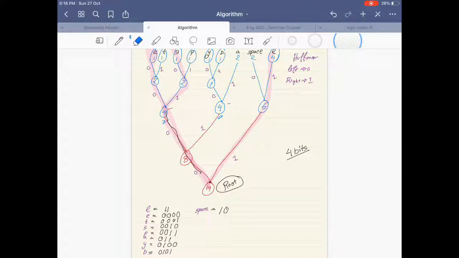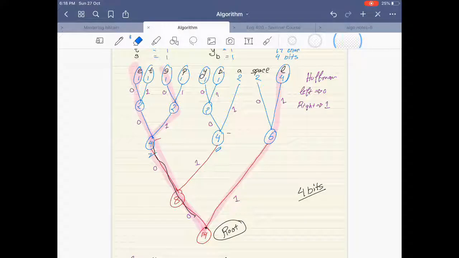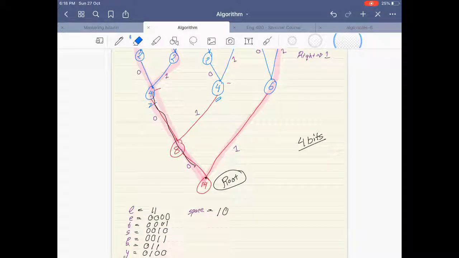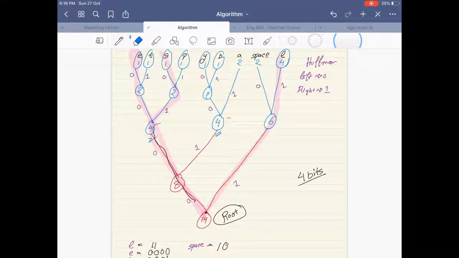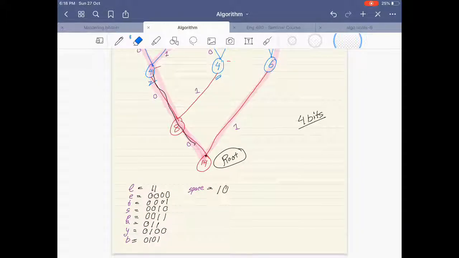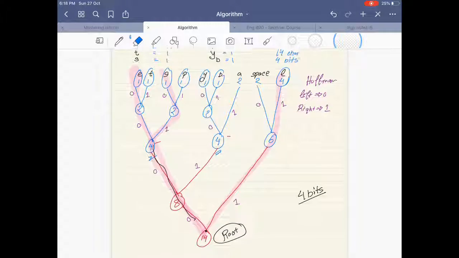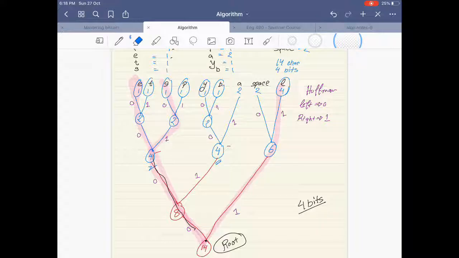So see here that the characters that have occurred the most have the lowest number of bits here. So L is only 2 bits and space is only 2 bits. So L occurred 4 times and space occurred 2 times. So they have the lowest number. Also A is not 4 bits, it's 3 bits. So the ones that appear the most would have the lowest number of bits.